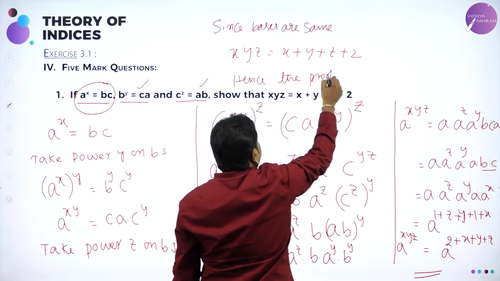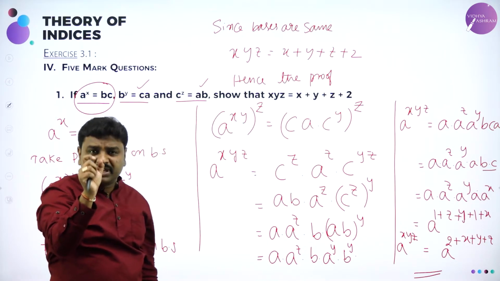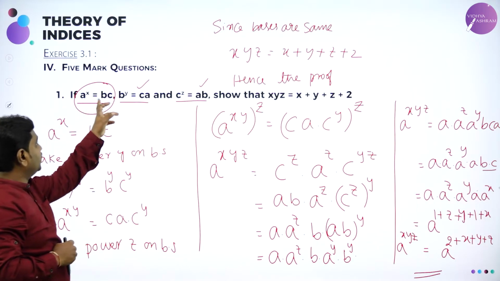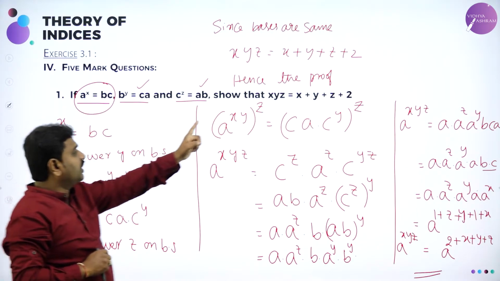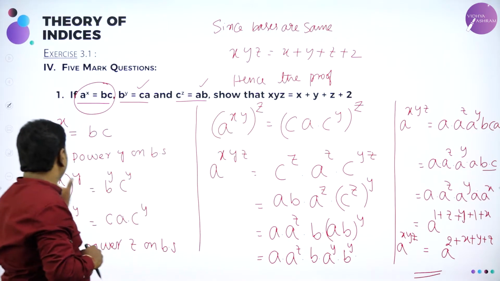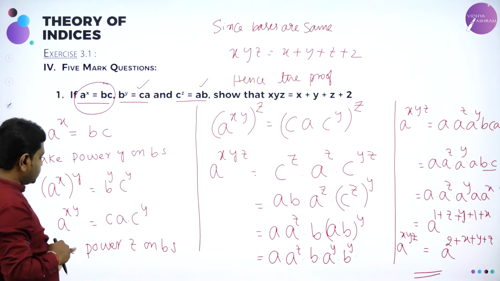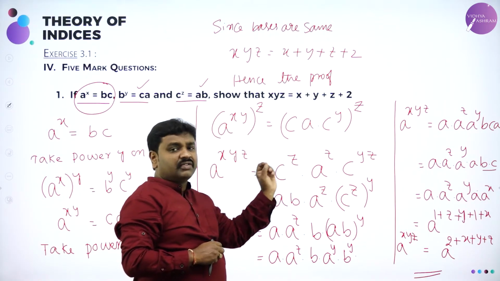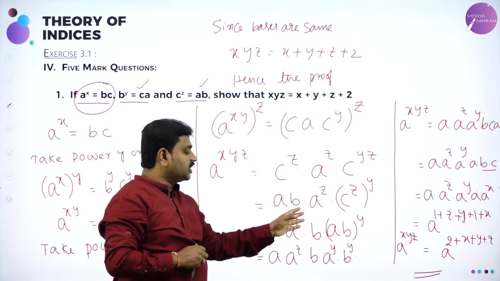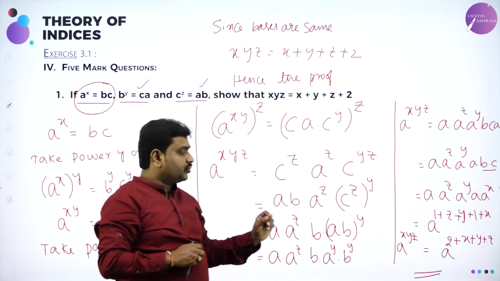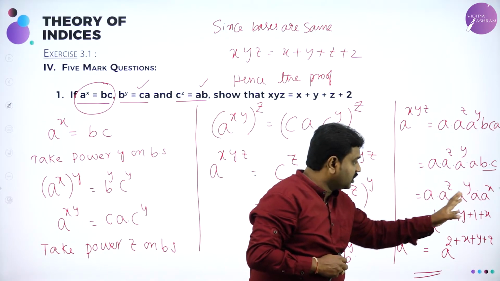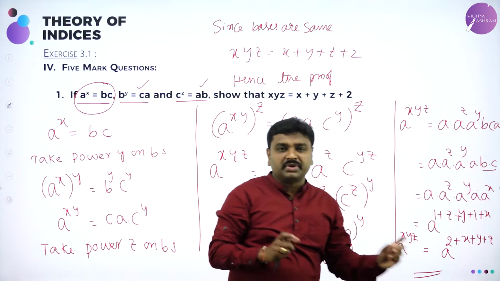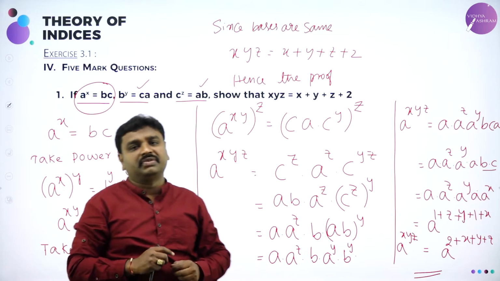See, the only aim is to make the bases same. If bases are same, we can use law of indices. See here, first I took the first condition, a power x is equal to b power y. I observed I need x into y into z. So first I took power y on both sides. Then I simplified. Then I took power z on both sides. Then I simplified. And wherever possible, I am converting everything in terms of a. So once everything becomes a power m into a power n is a power m plus n, I can add the powers. Once the bases are same, you can equate the powers.